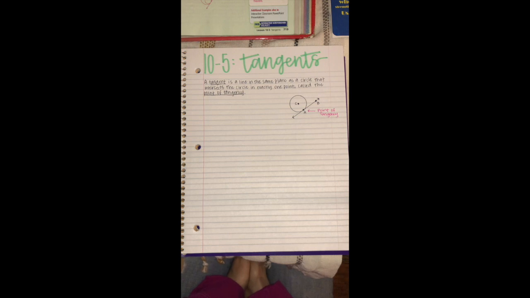So if you look here, we have circle C, and then you have line AB. And AB is intersecting the circle. It's touching the circle at one point, and that point is called the point of tangency. So what we can see here is that line AB is tangent to circle C, and specifically it's tangent at point A, which we will call the point of tangency.